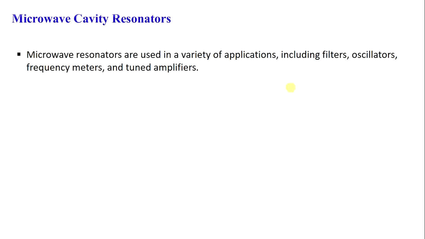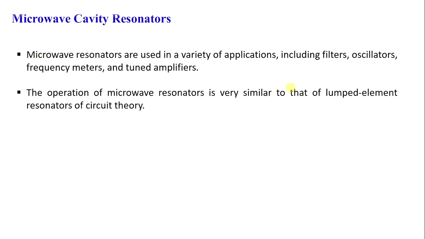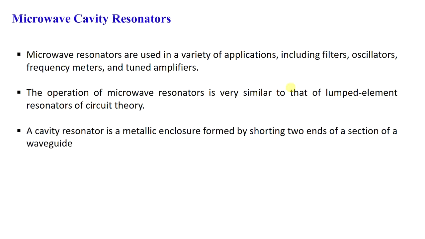So starting with the contents of this lecture, we will first go through what are cavity resonators. Microwave resonators are widely used in a variety of applications including filters, oscillators, frequency meters and tuned amplifiers. The operation of a microwave resonator is similar to that of the lumped element resonator of circuit theory. The cavity resonator is a metallic enclosure which is formed by shorting two ends of a section of waveguide.